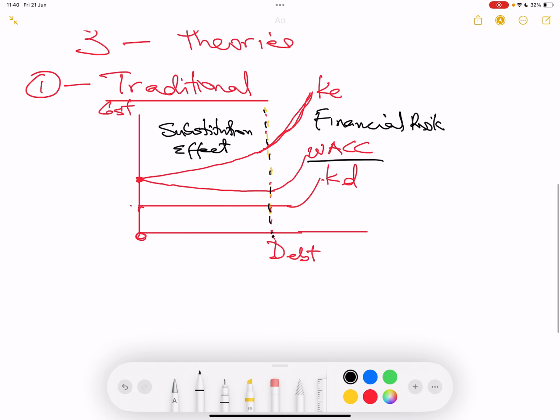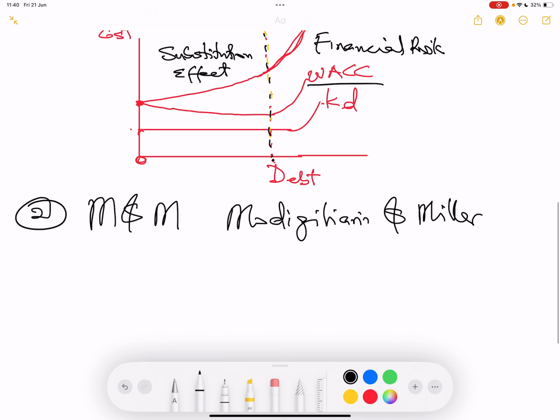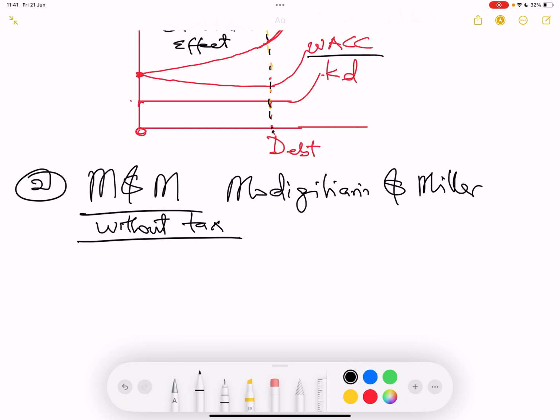That's traditional theory. Now let's look at the second one, which is M&M theory. M&M is the name of two guys called Modigliani and Miller. And these guys came up with two theories, which is what we're going to be looking at. The first theory is M&M without tax. And this is called without tax because of the assumptions they made here. They made a couple of assumptions, which I'm going to mention to you now.